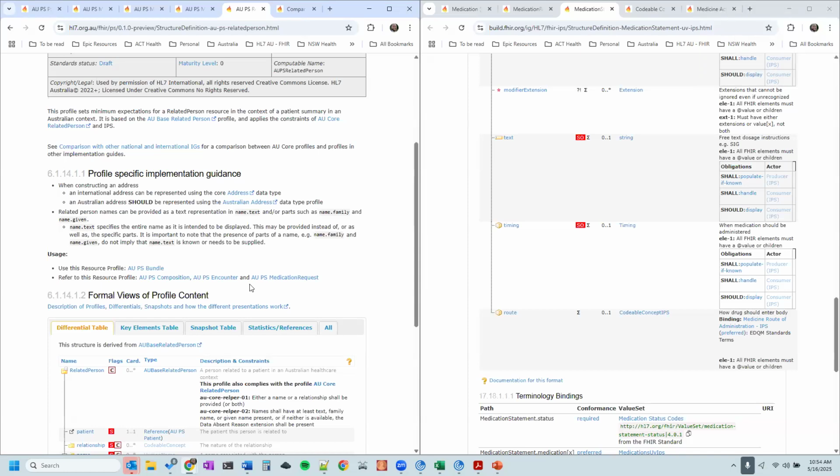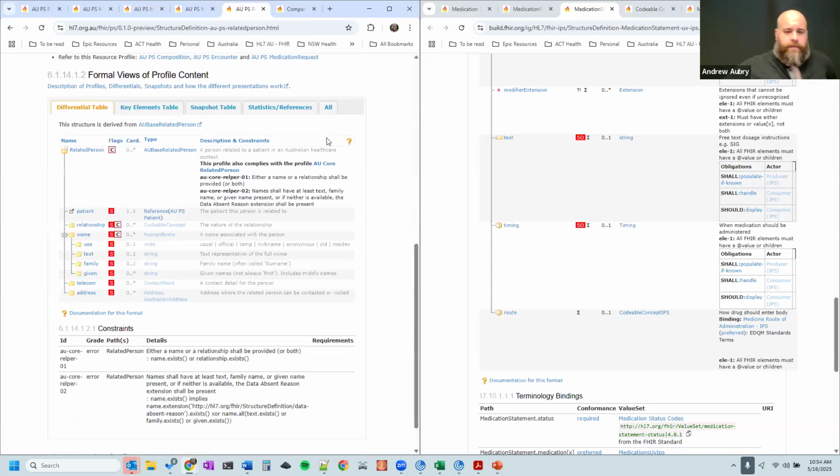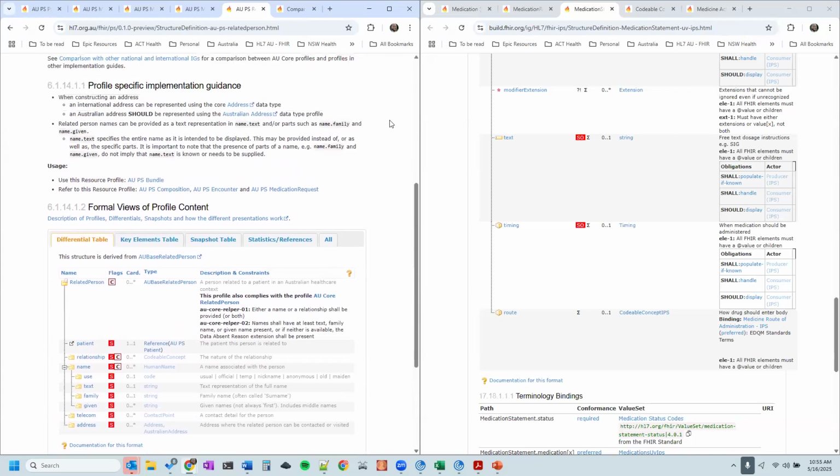In that case, if there's no additional questions, I would like to make a proposal that AUPS related person should have the IPS requirements folded in and be added to the patient summary, and referenced from those resources above. I'm wondering about the medication request.